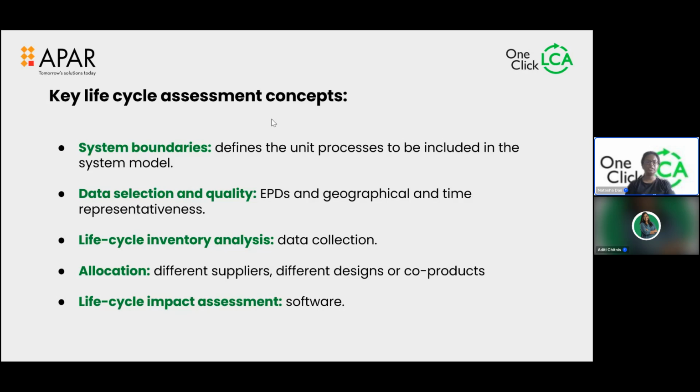Then of course you have allocation, that is, different suppliers have different designs or they have different products. So let's say you're using a supplier whose process produces two products. So they are called co-products, and one of the co-products is your raw material. So then you have to have allocation factors for that.